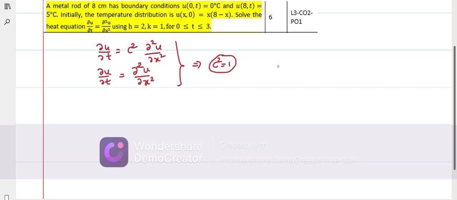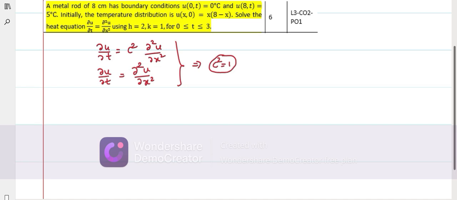The boundary conditions are given. What are the boundary conditions? u of 0 comma t equals 0 degree Celsius and u of 8 comma t equals 5 degree Celsius. First column 0, last column 5. The initial temperature distribution is also given: u of x comma 0 equals x into 8 minus x.